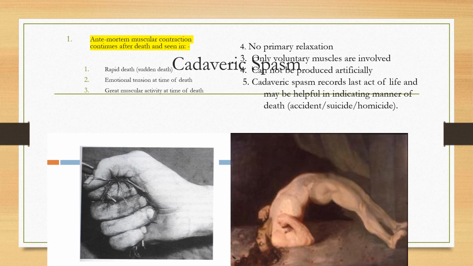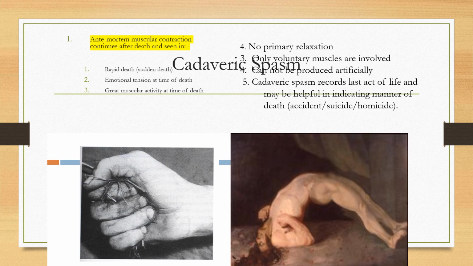As we said, it is instantaneous rigor, so it develops in rapid death, sudden death. And the three important things for the determination of cadaveric spasm are rapid death, emotional tension at the time of death, and great muscular activity at the time of death. There is no primary relaxation, only voluntary muscles are involved, and it cannot be produced artificially.